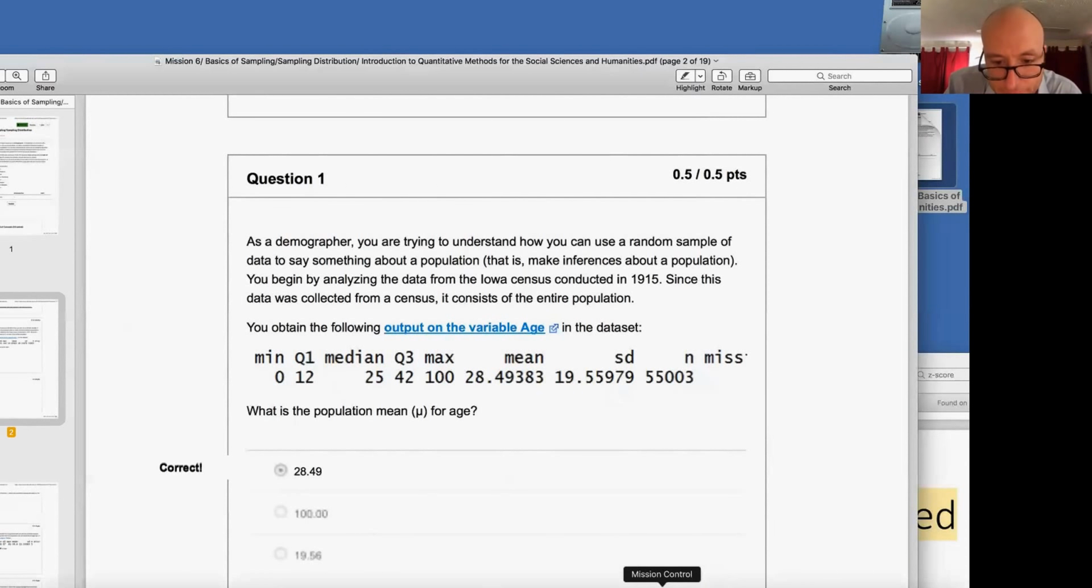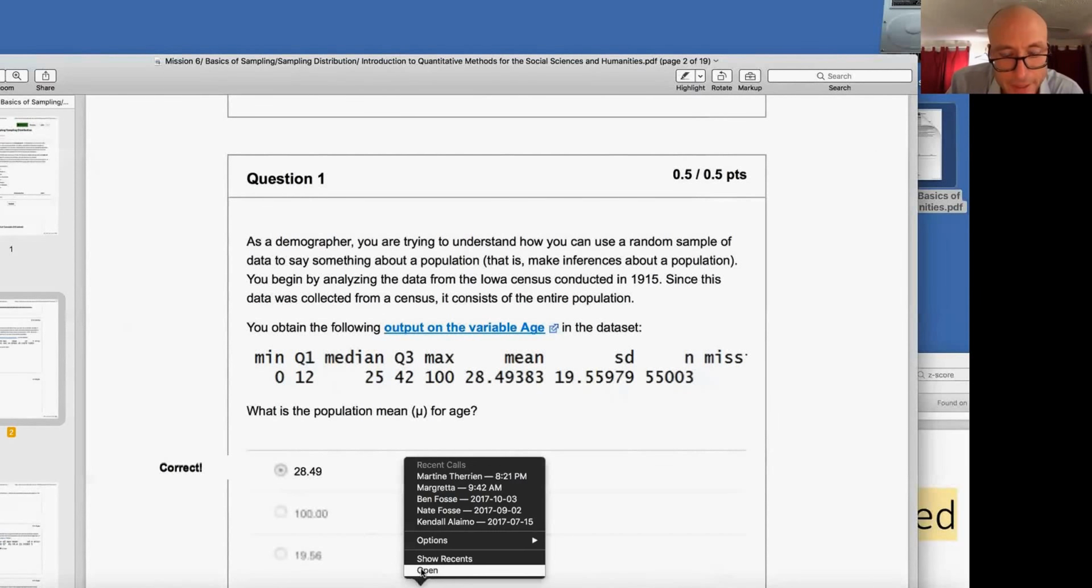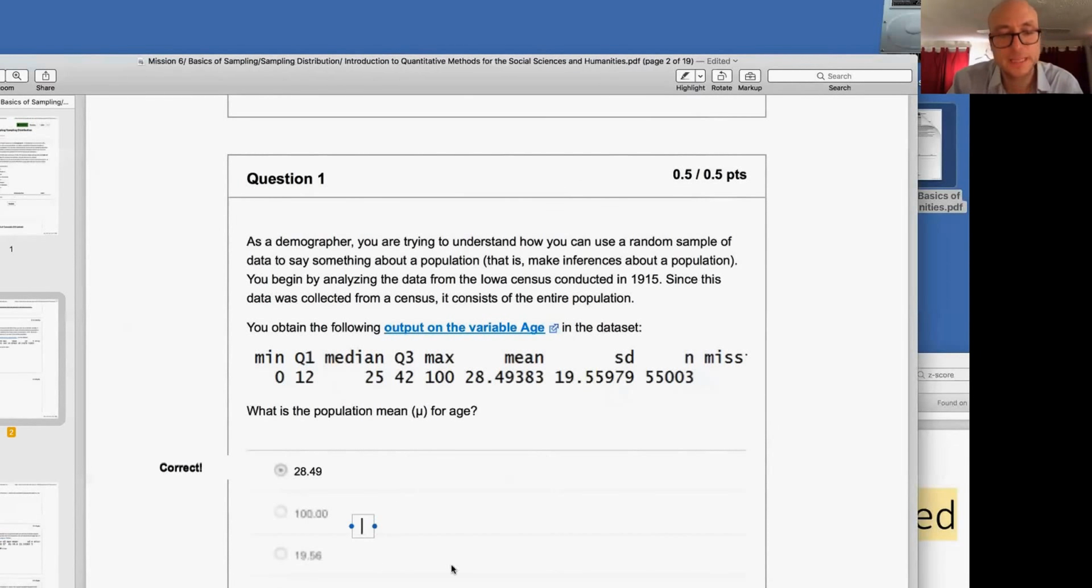I'm going to close paste. I'm sorry, that's what happens.